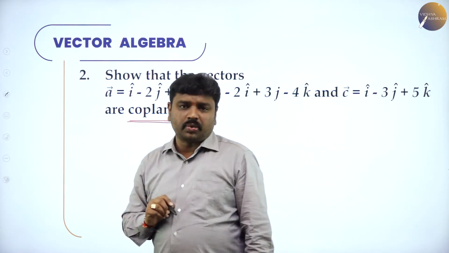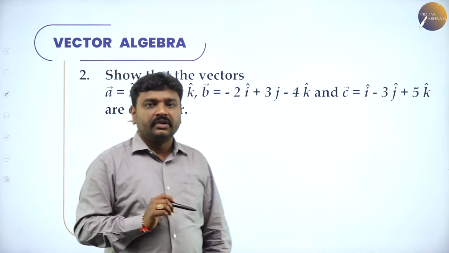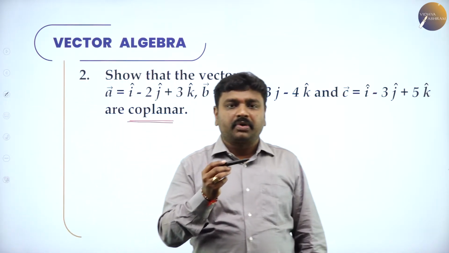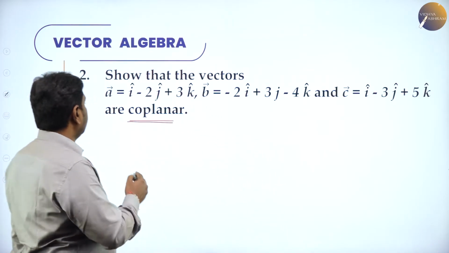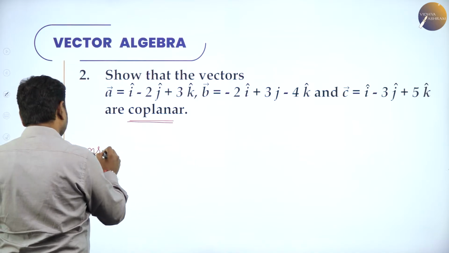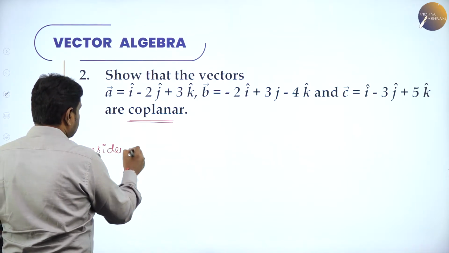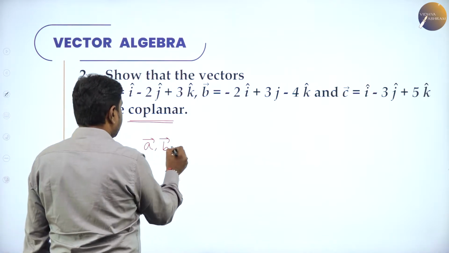So we'll find the box product. Box product or scalar triple product, both are the same. When you find the box product or scalar triple product, if you get 0, then they are coplanar. Now they give A, B, C. So let us consider the box product of A, B, C.